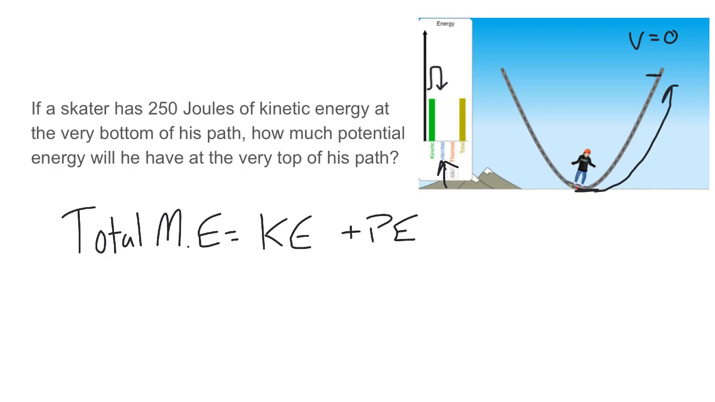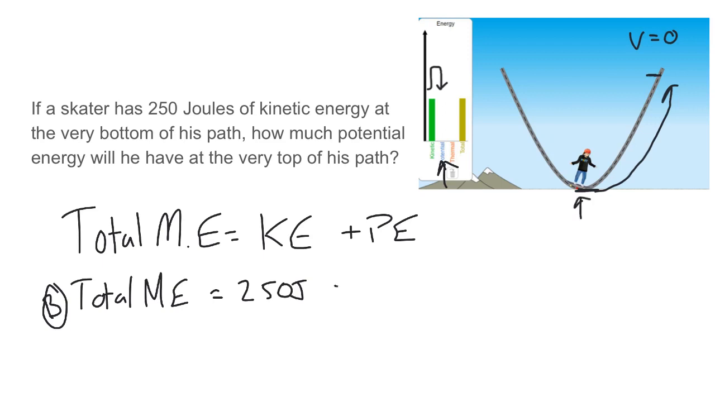Right? So what we can do is we can find out how much total mechanical energy there is at the bottom, and I'm just going to label this B for bottom. This equals his kinetic energy. So we know he has 250 joules of kinetic energy right at the bottom. That's where he's at right here. And he has 0 potential energy. We know this because he's sitting right at the bottom. And so what we can do is we can find the total mechanical energy of this system is all of our kinetic energy.